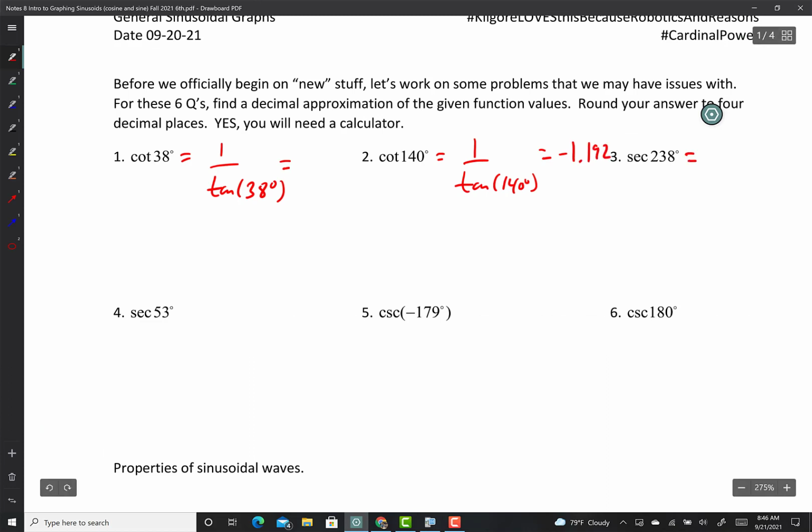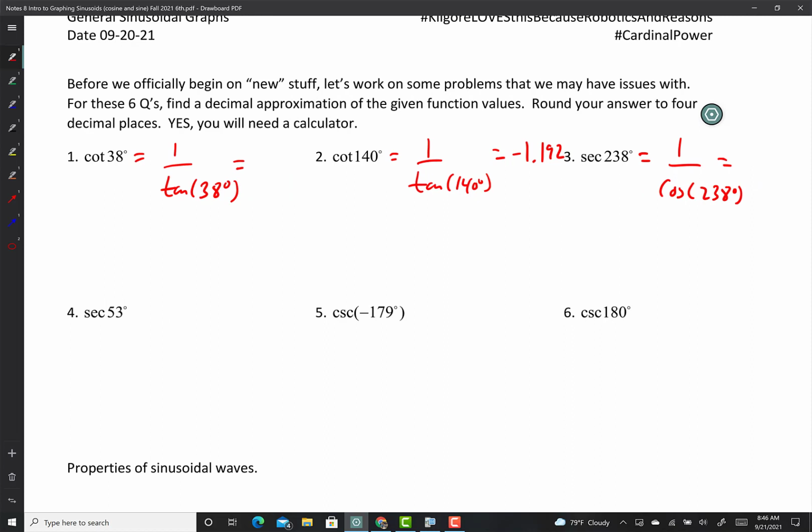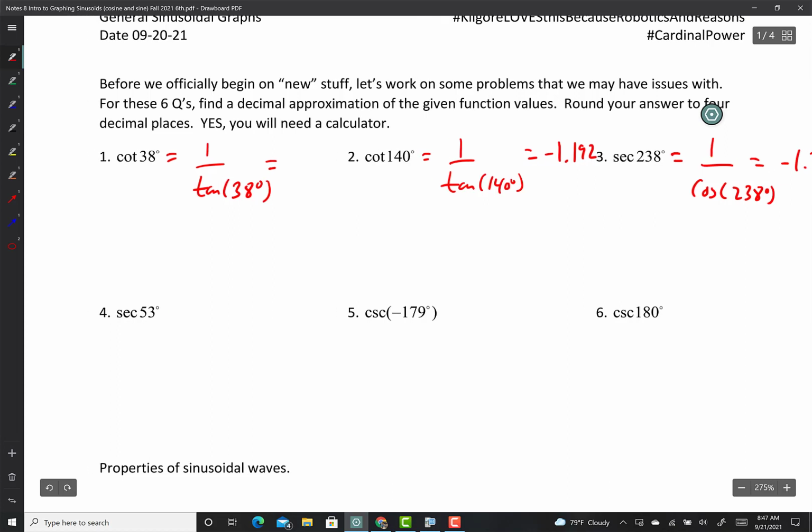All right. Secant of 238 is 1 divided by cosine of 238. So what is that number? Help me out, guys. You can just type the button. What is it? Yeah, that sounds about right. Secant 53, that's 1 divided by cosine 53 degrees. I don't know what that number is.